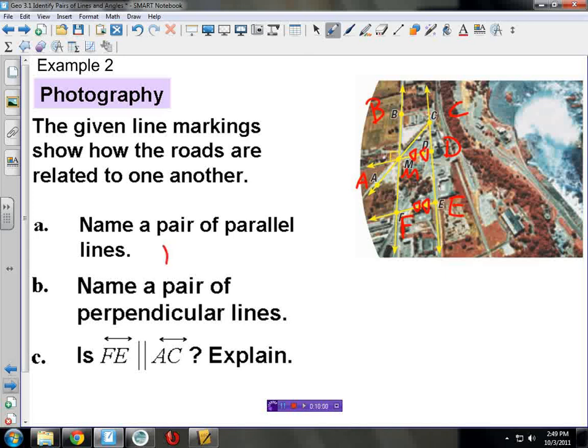And D, A is parallel to EF. And then again, it doesn't matter if you switch the names on those, it's the same line. Name a pair of perpendicular lines.